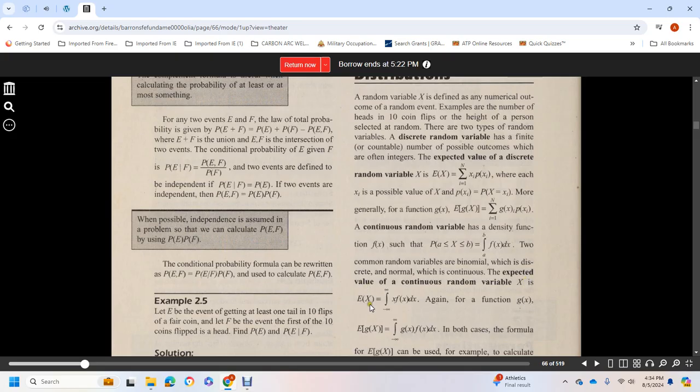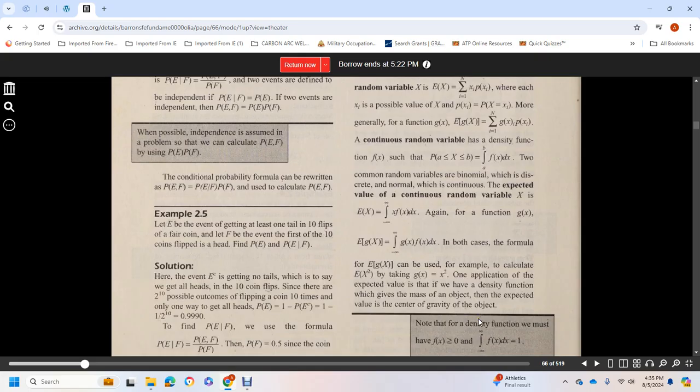The expected value of a continuous random variable X is E(X) equal to the integral of x times f(x) dx. Again with a function g(X), E(g(X)) is equal to the integral from negative infinity to infinity of g(x) f(x) dx, where f(x) is the density function. In both cases, the formula for E(g(X)) can be used in each example. Calculate E(X squared) by taking g(x) to be x squared.